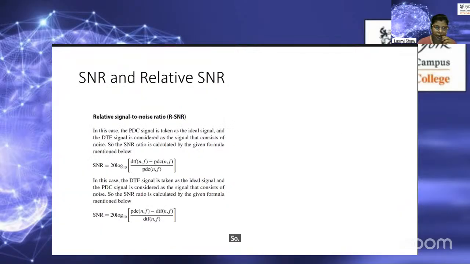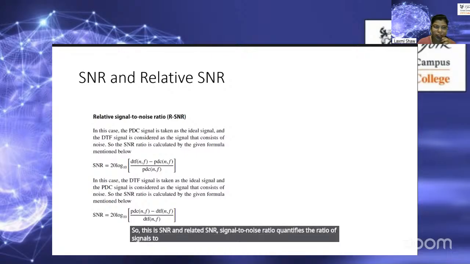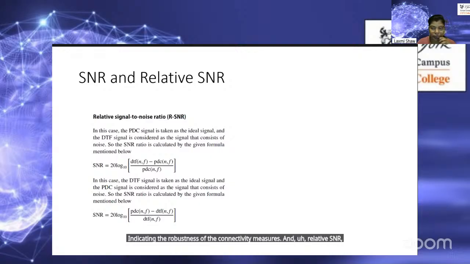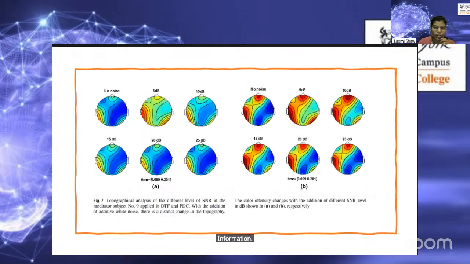So this is SNR. The signal to noise ratio quantifies the ratio of signal to noise, indicating the robustness of the connectivity measures. And relative SNR compares the two estimators, treating one as ideal and the other as noisy, to highlight which provides more reliable connectivity information.